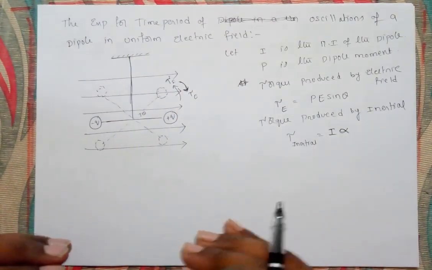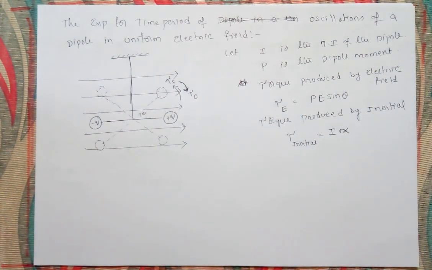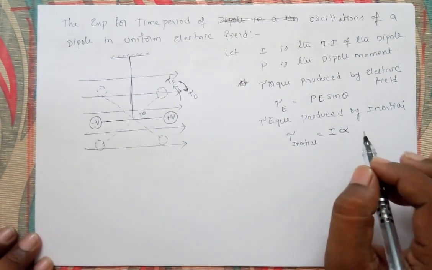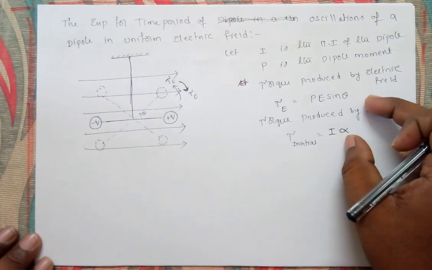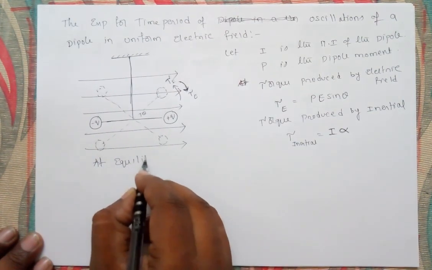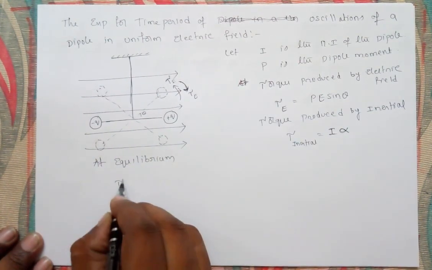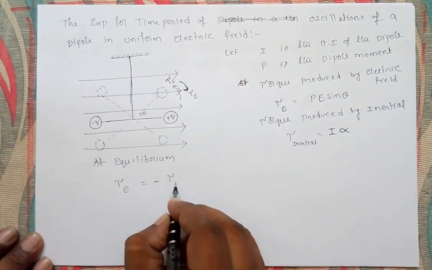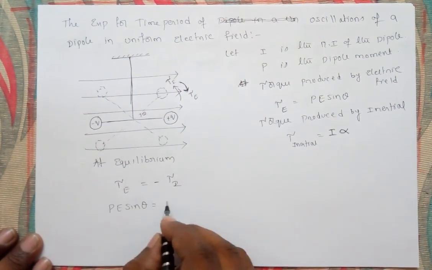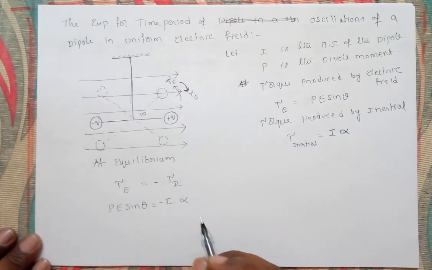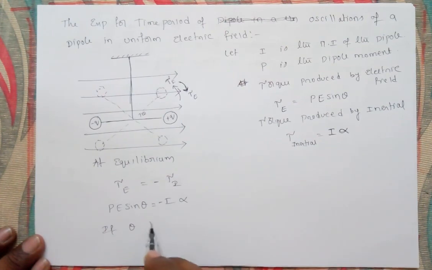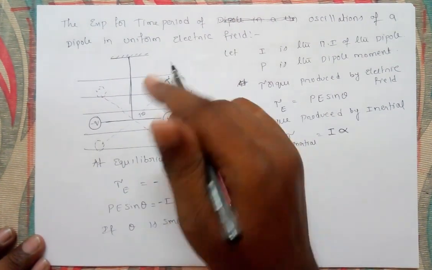So at equilibrium, these two torques are equal and opposite. Equal in magnitude, opposite in direction at equilibrium condition. So we can write tau E equals minus tau inertia. That is PE sin theta equals minus I alpha. We can take the oscillations to be very small, so theta is small, because we take these oscillations at a very small angle.